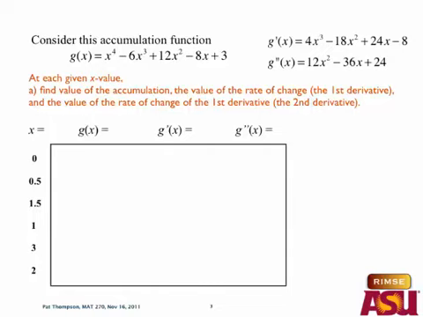This is the value for G prime of 5. A row means you're going to find the value of the G function, the first derivative, and the second derivative. No calculus involved, right? Evaluating the function.